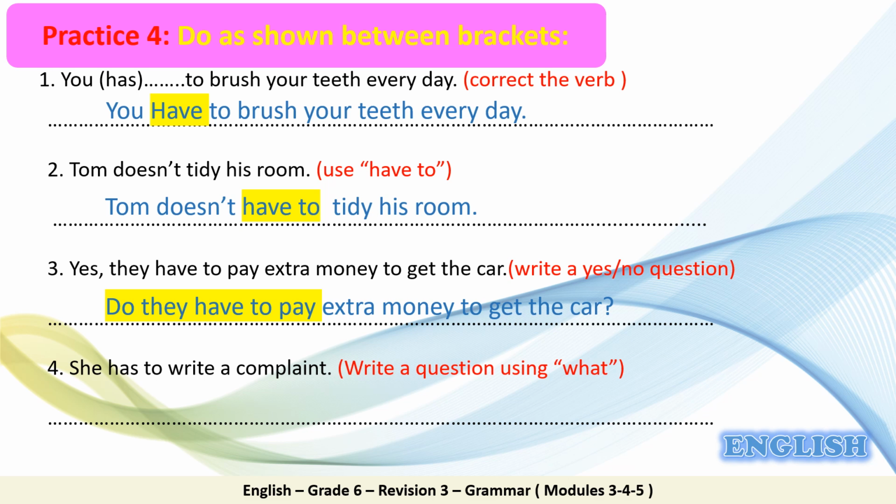And the last sentence, she has to write a complaint. Here we are asked to write a question using what. It means a WH question. And we are going to ask about what she has to write. Who can do it? Perfect. What does she have to write? And the answer is she has to write a complaint. Good job, guys.